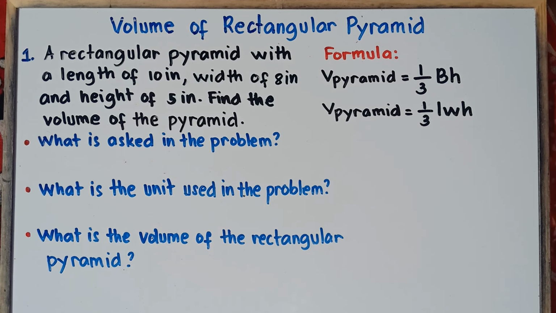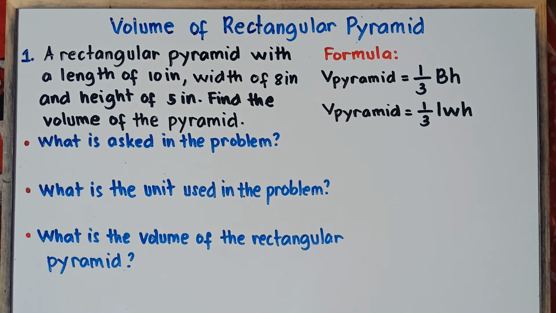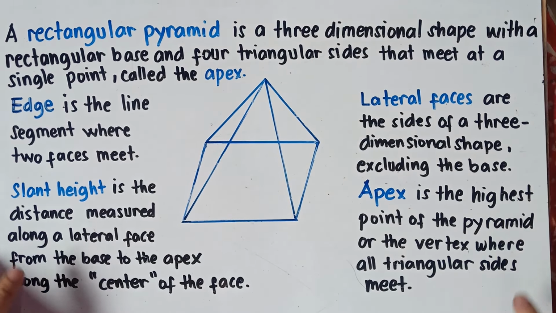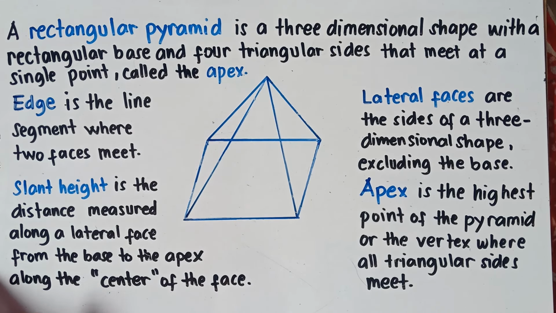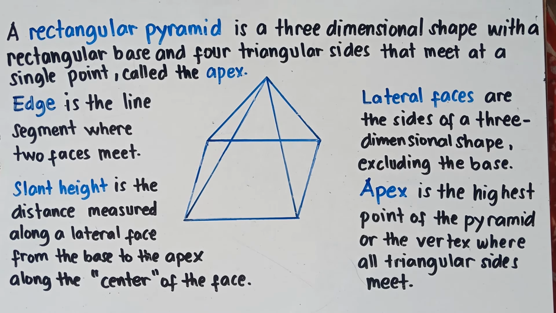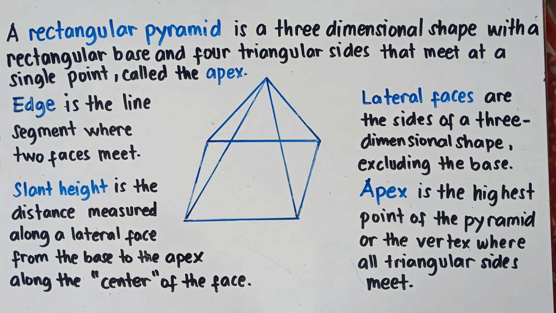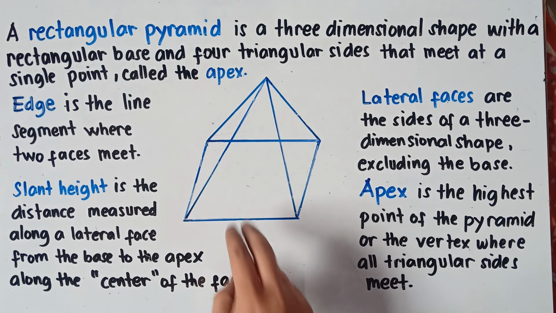Our topic for today's class is all about the volume of a rectangular pyramid. So without further ado, let's do this topic. Before we answer number 1, class, let's first define what a rectangular pyramid is. A rectangular pyramid is a three-dimensional shape with a rectangular base and 4 triangular sides that meet at a single point called the apex. So this will be the illustration for a rectangular pyramid.